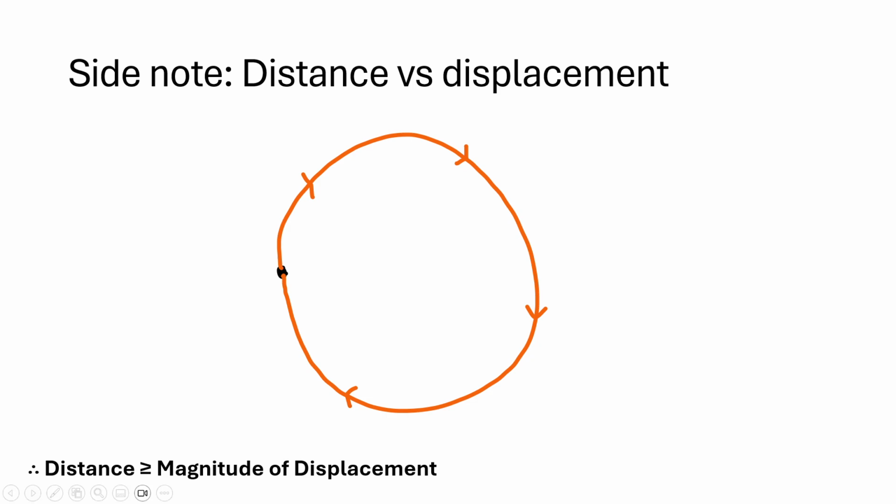So let's say we're starting at this point here, and we're going in a circle in a clockwise fashion, and we finish where we start. Here, our distance will be the circumference of the circle. Our displacement will be 0. So in this case, our distance will be greater than our displacement. So unlike how speed is equal to the magnitude of velocity, distance can be greater than or equal to the magnitude of displacement. Being equal to the magnitude of displacement when the most direct path is taken, and greater than the magnitude of displacement when an indirect path is taken.